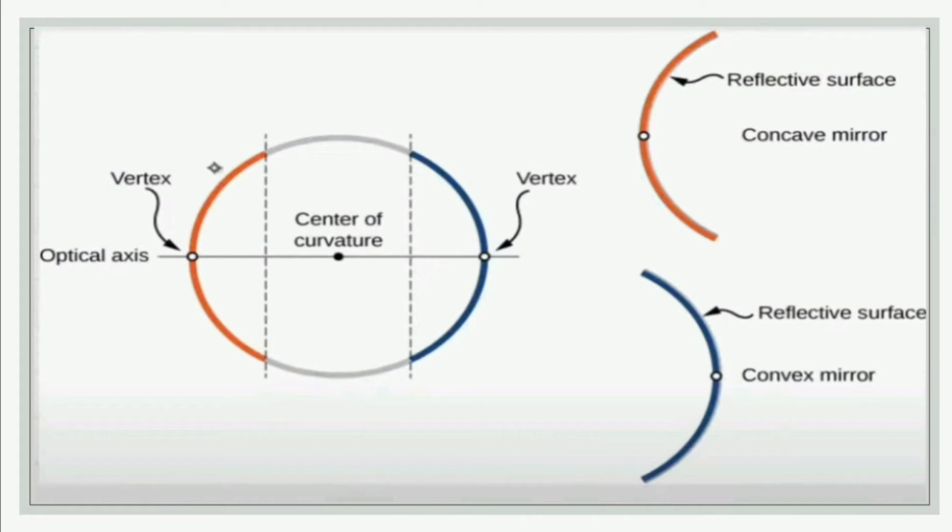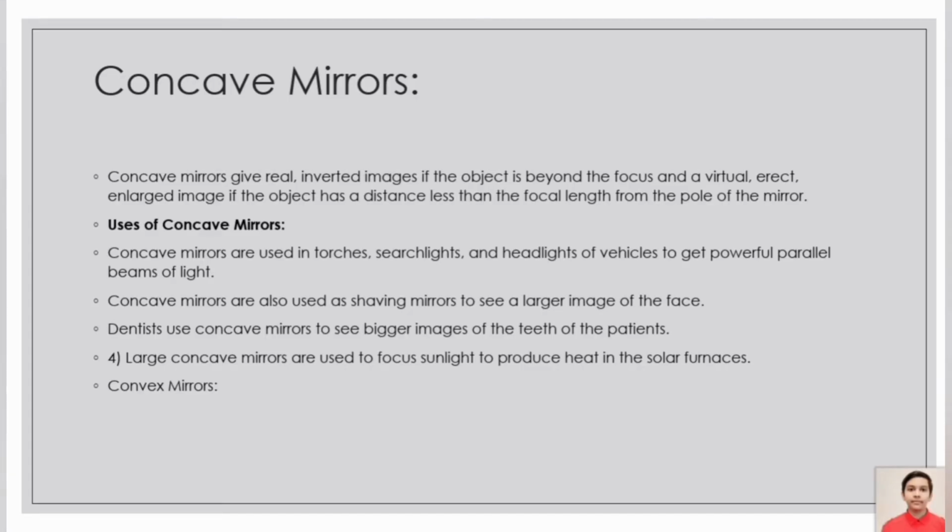And the blue one is our convex mirror, and its reflecting surface is outside. Now we will read more about concave mirrors. Concave mirrors give real inverted images if the object is beyond the focus, and a virtual erect, enlarged image if the object has a distance less than the focal length from the pole of the mirror.